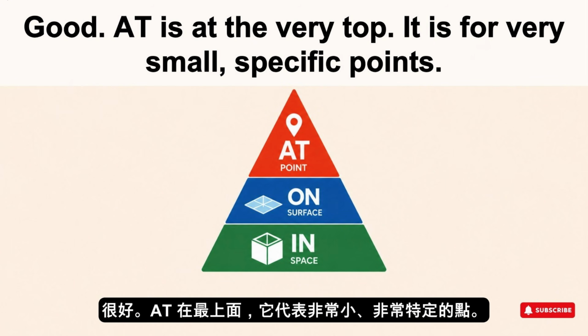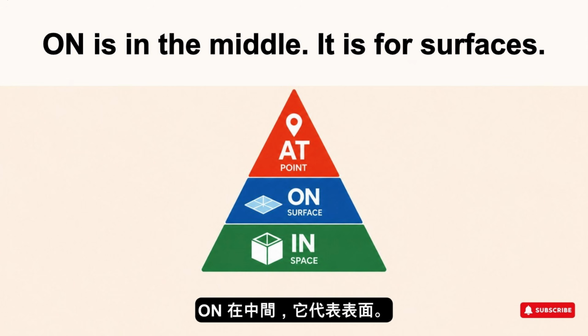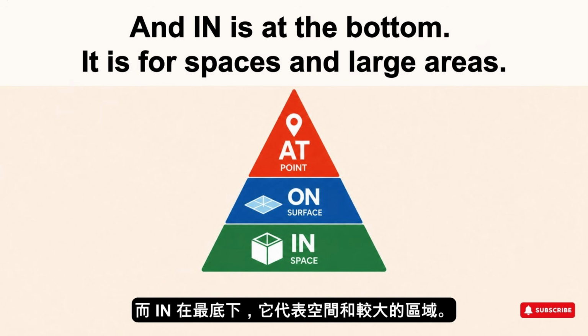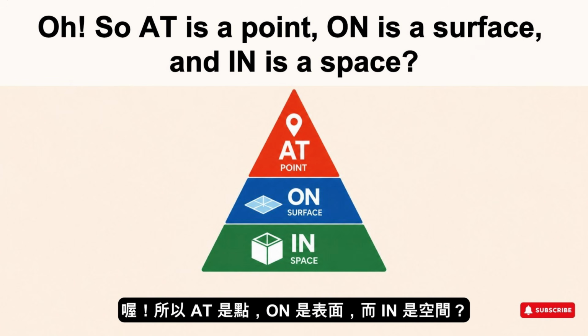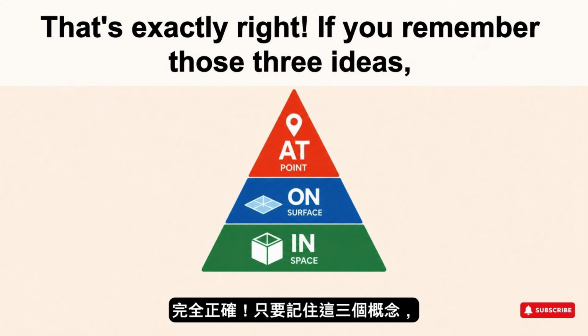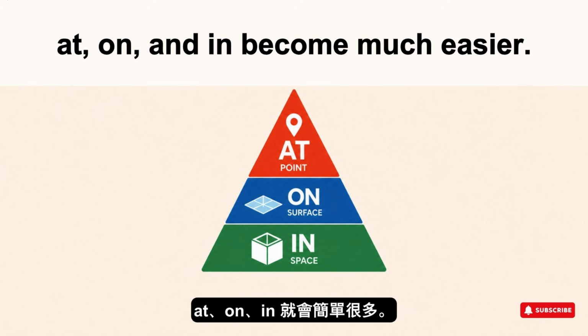Good. At is at the very top. It is for very small, specific points. On is in the middle. It is for surfaces. And in is at the bottom. It is for spaces and large areas. Oh, so at is a point, on is a surface, and in is a space? That's exactly right. If you remember those three ideas, at, on, and in become much easier.